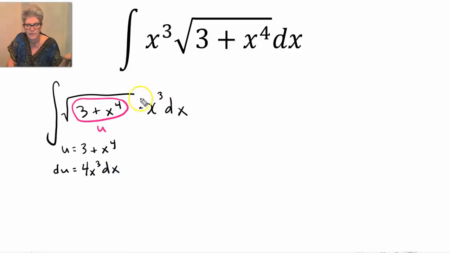Now I just want x cubed dx. I want to get rid of the 4, and so how do we get rid of the 4? You see the pattern here? I divide both sides by 4, or I multiply both sides by a fourth. It's the same thing. So the 4's cancel here, which is what I wanted.